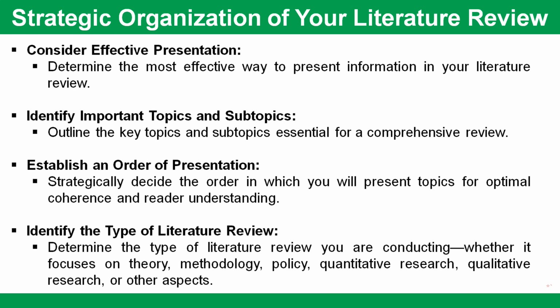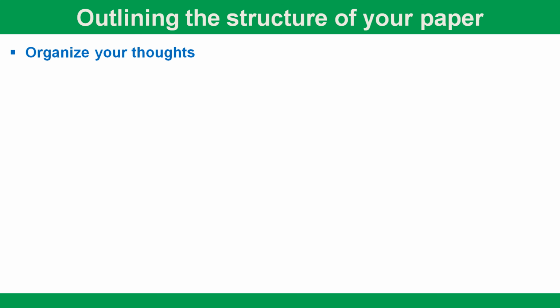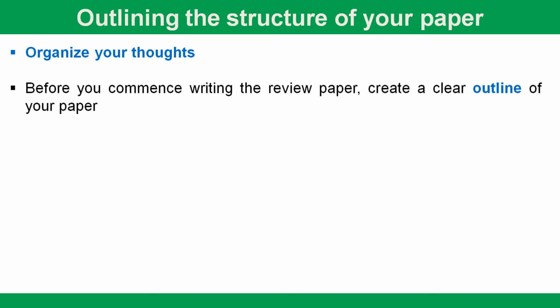Determine the type of literature review you are conducting, whether it focuses on theory, methodology, policy, quantitative research, qualitative research, or other aspects. Understanding the scope and purpose of your review will guide your organization. Crafting a clear structure of your paper is essential for presenting your work. Before diving into writing your review paper, take time to organize your thoughts. This will help you establish a clear structure and ensure a coherent flow of information throughout your review paper.